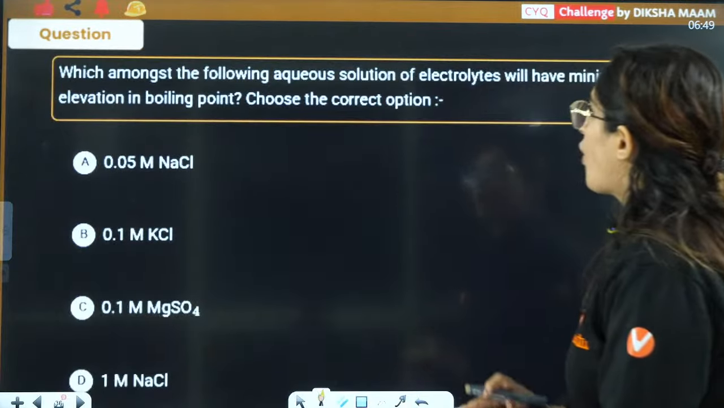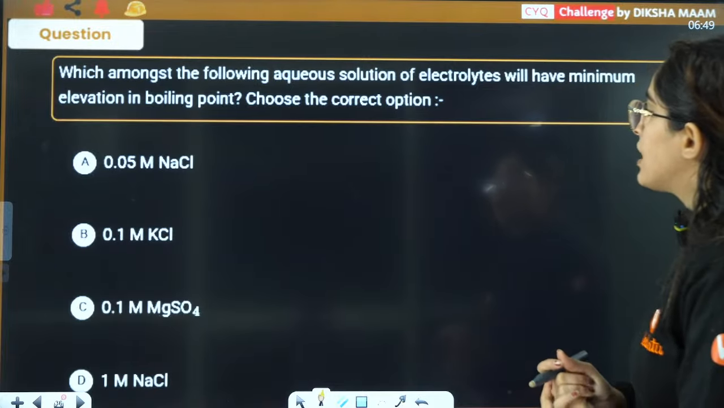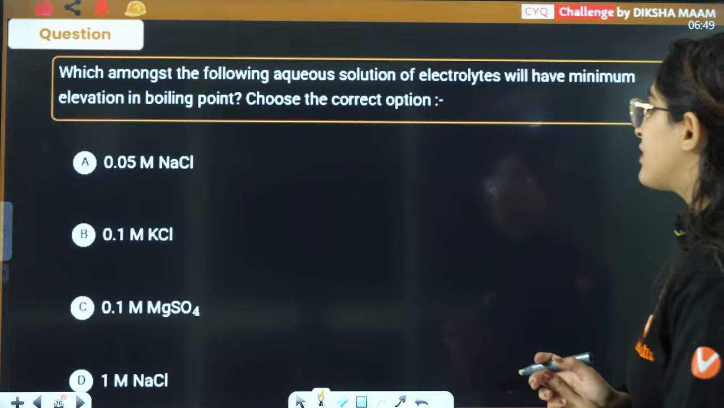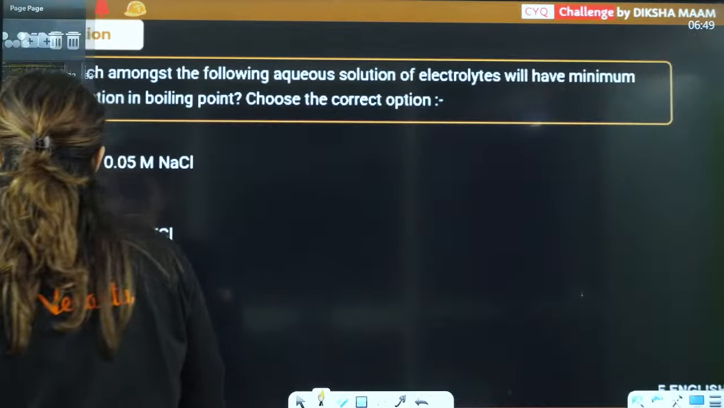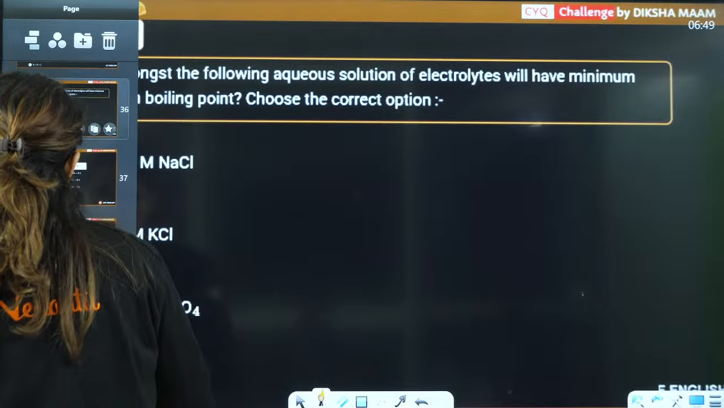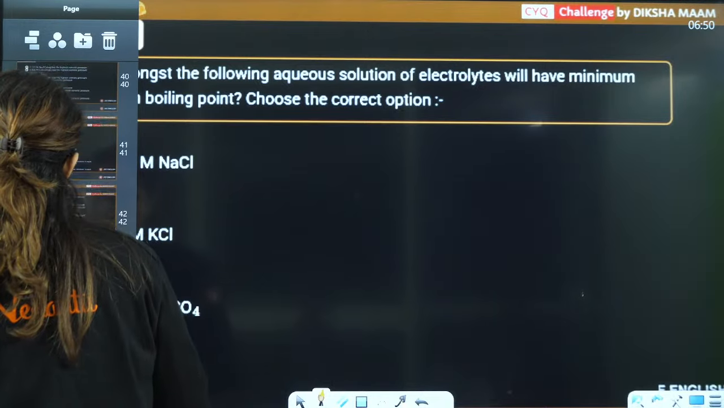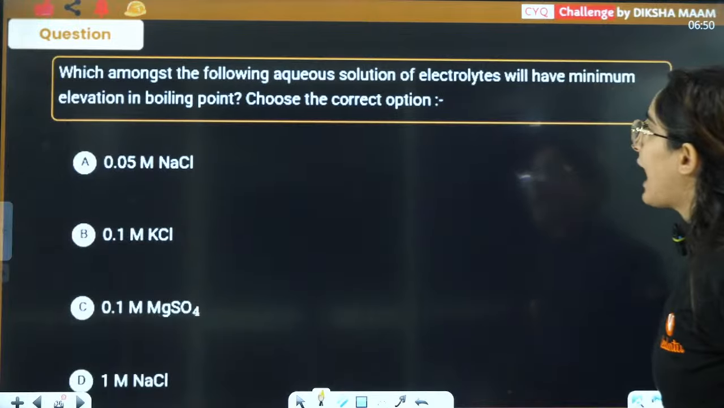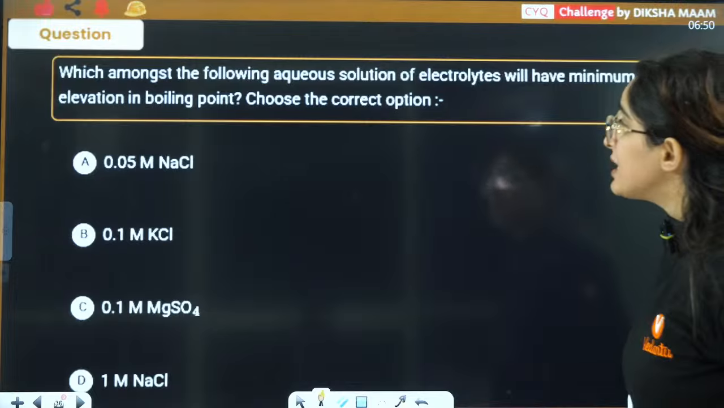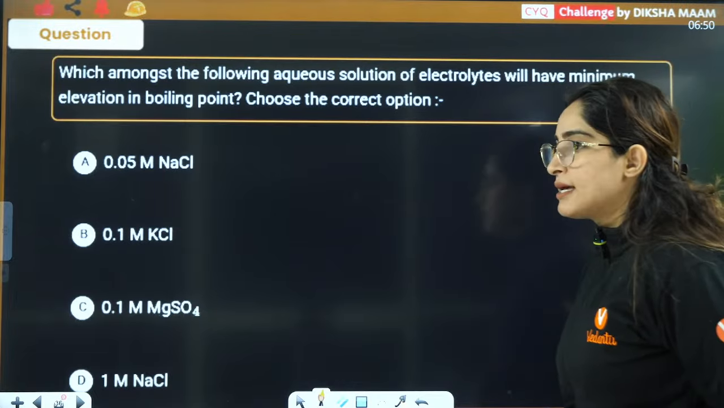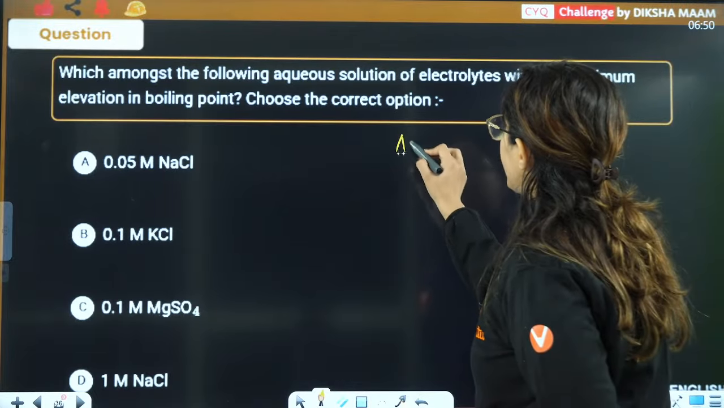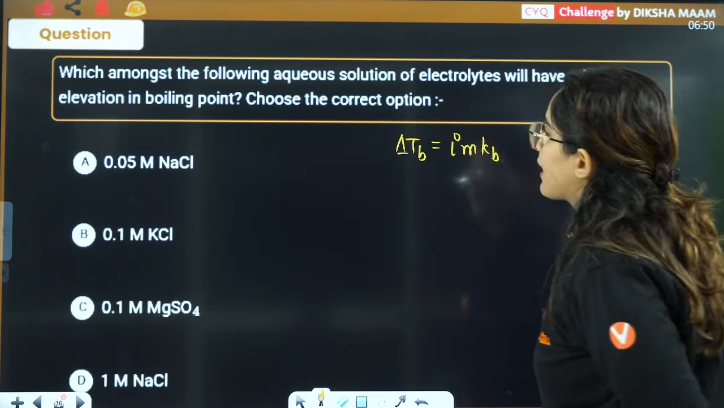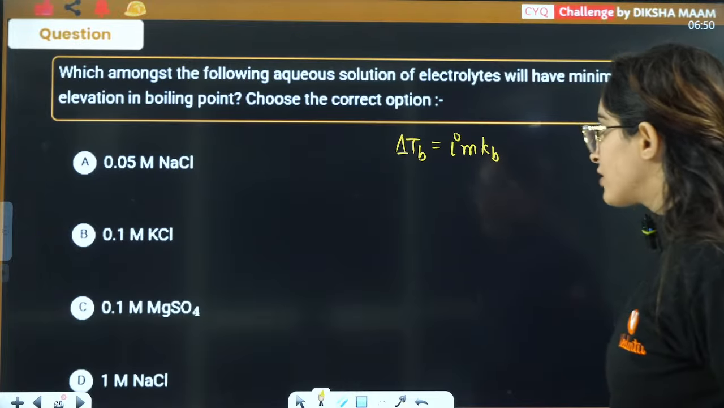Next question on your screen. Which amongst the following aqueous solutions of electrolyte will have minimum elevation in boiling point? Let me see. There was one homework question as well. Wait a minute. Okay. Which amongst the following aqueous solutions of electrolyte will have minimum elevation in boiling point? Now, what is minimum elevation? Delta Tb is equal to i into molality into Kb. Right?